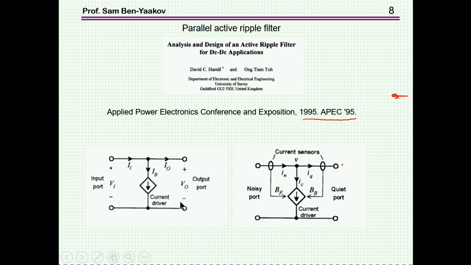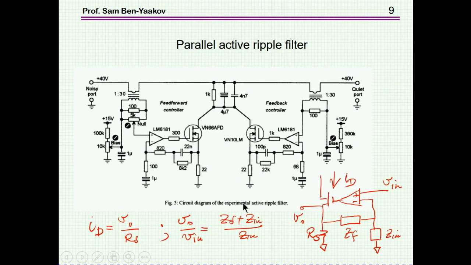Now, in order to be effective, of course, you have to generate this dependent source as a function. You have to control it as a function of the current here. And what they did in this paper, they made it a function of both the ripple here and even the current ripple here, which is affecting this current sinking. And here is the circuit.